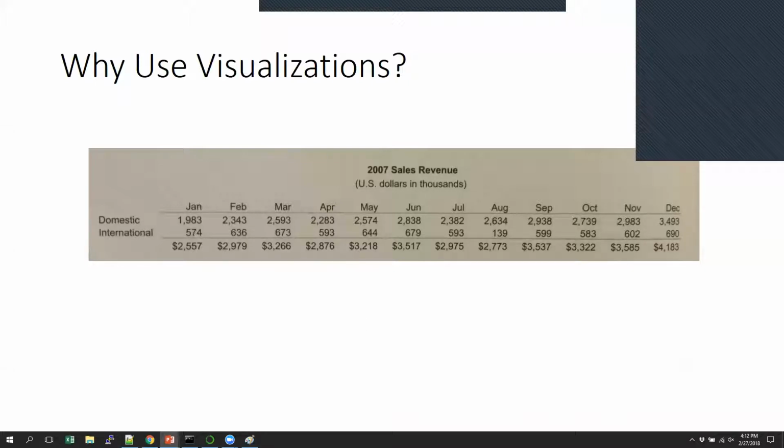The last thing I'll talk about in terms of why we visualize information is the idea of general patterns we see in data. If we look at January, here's some random information in terms of domestic versus international sales through the entire year.